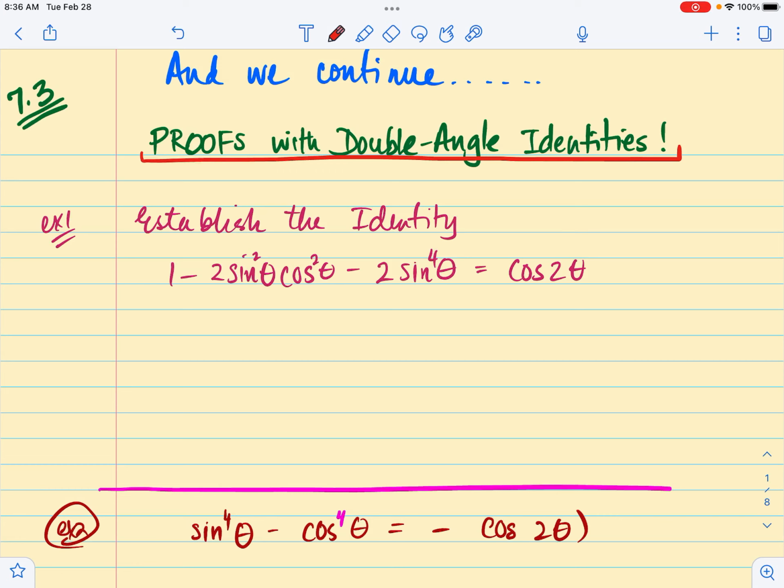Hey guys, welcome back. I'm gonna make a quick video on proofs, which is associated with double angle identities. I've made a couple of videos previously which were not correlated to double angle, but were still proofs. So you'll notice how this one's slightly different from the previous ones. All right, here I begin.